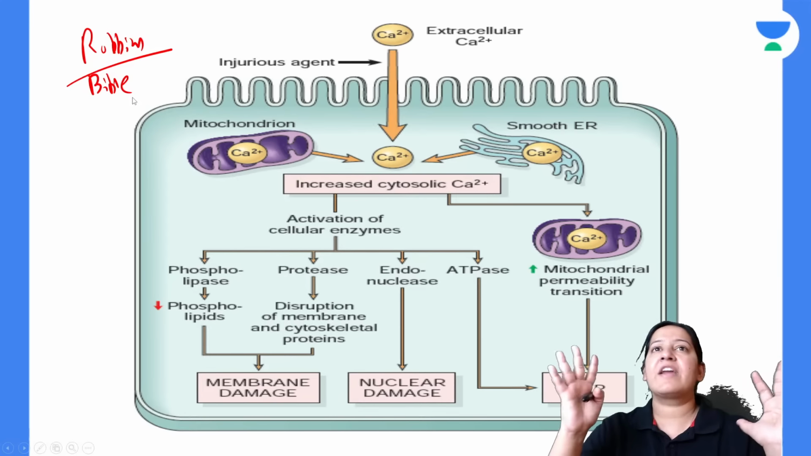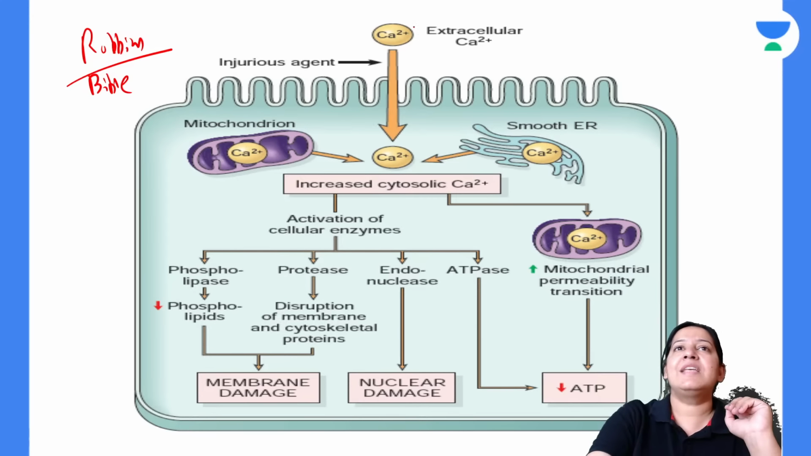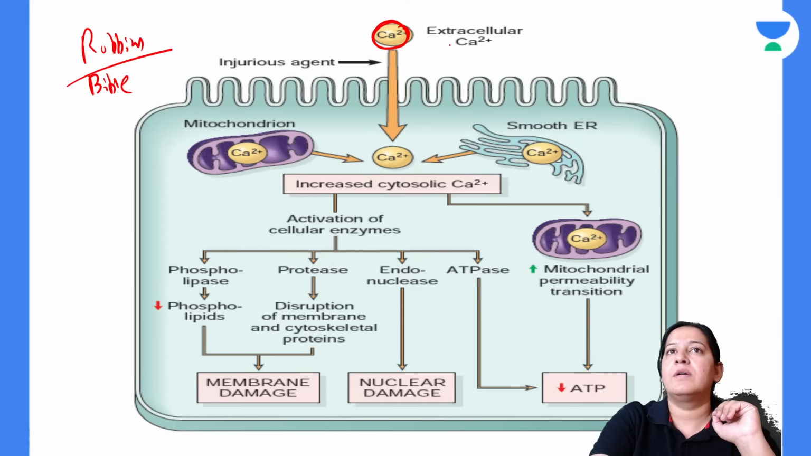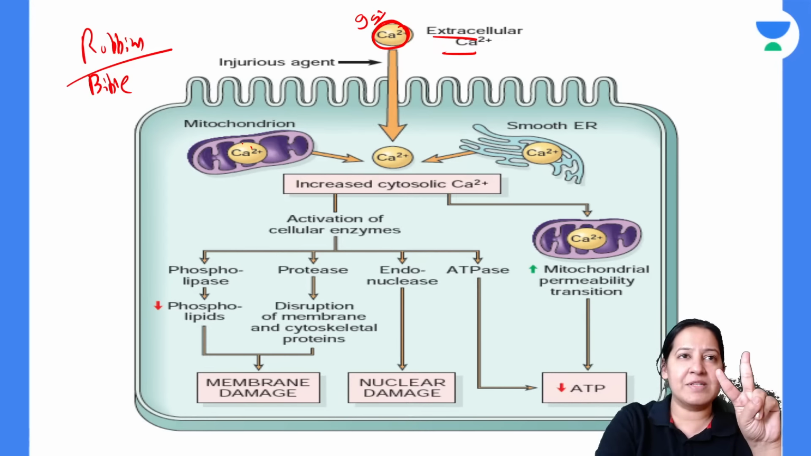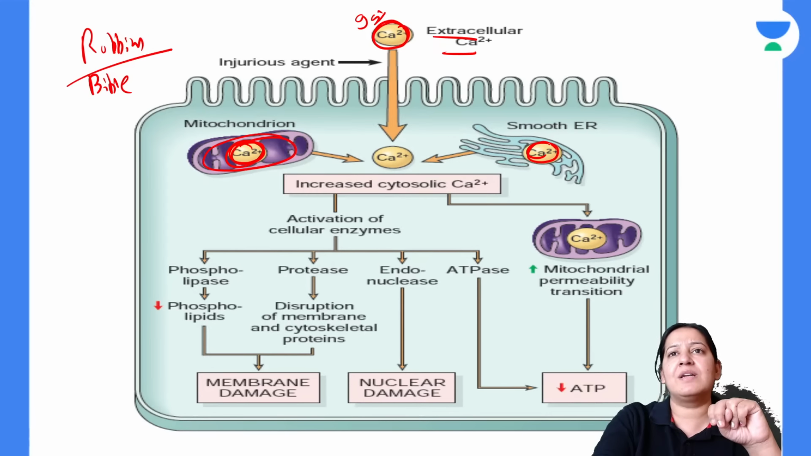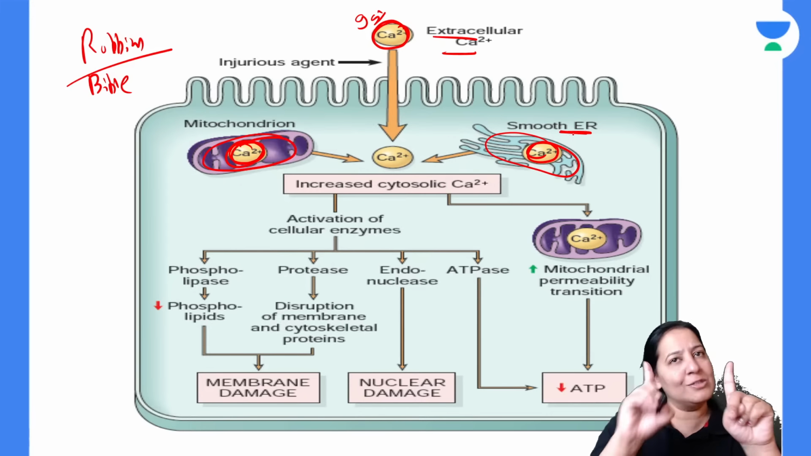Okay, see in this diagram, can you see a cell? See, maximum calcium is extracellular. This is extracellular, it is 99%. See the cell. Inside the cell, it is present at two positions. It is present inside mitochondria, and it is present inside endoplasmic reticulum. This is only 1%.